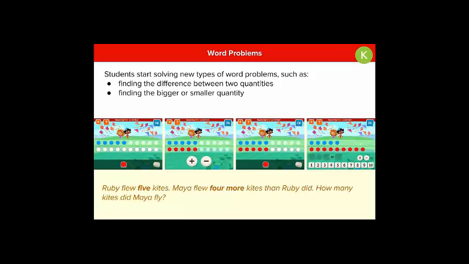Then we know Maya had as many and 4 more. So first we make as many, and then we say, okay, do we need to add more or cross them out? Well, it's 4 more, so we need to make 4 more. And then the final piece is the same as other word problem types. We make 5 plus 4 equals 9. We would show a number house if they made a mistake, etc.